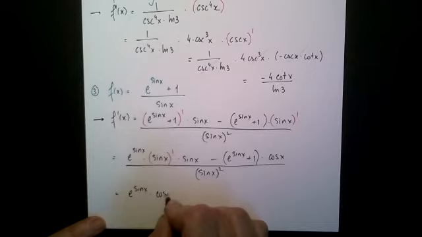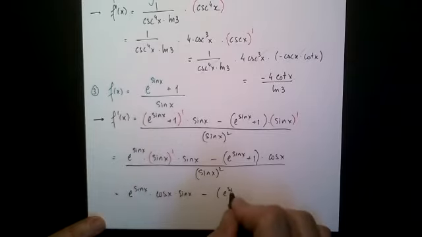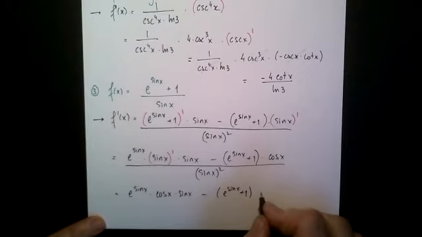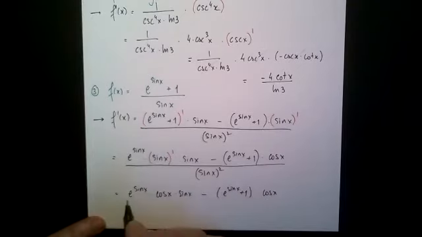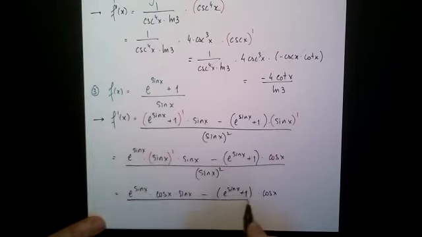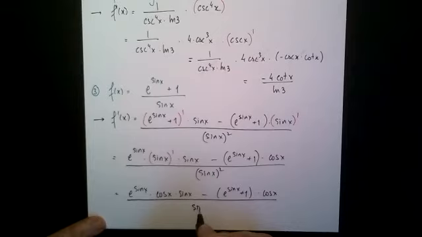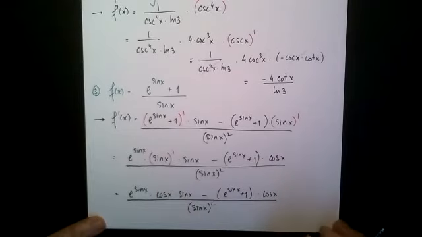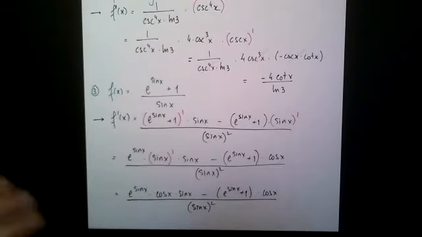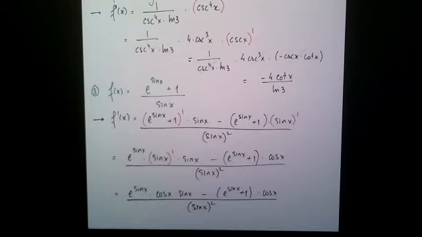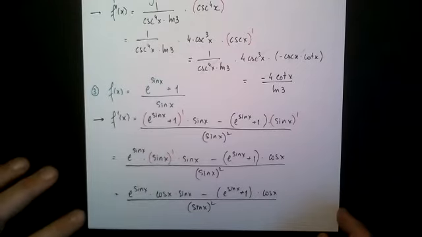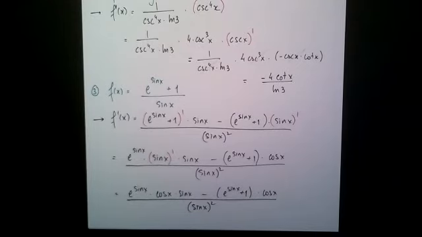E to the sine x times cos x times sine x minus e to the sine x plus 1 times cos x, divided by sine x squared. And this is my answer. Okay, so it's pretty much just like before, except that now you have more functions to deal with. You have the ln and the exponentials.